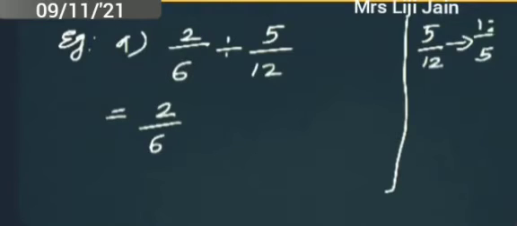So what we have to do? Yes, division has to be converted to multiplication. And instead of this 5 by 12, we have to write its reciprocal. What is the reciprocal of 5 by 12? Yes, 12 by 5. Okay. Now can we do this?